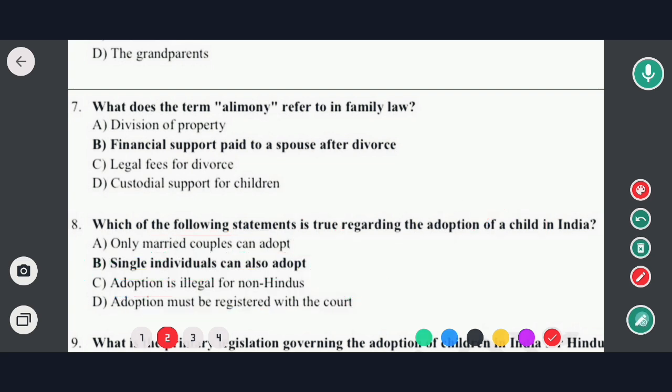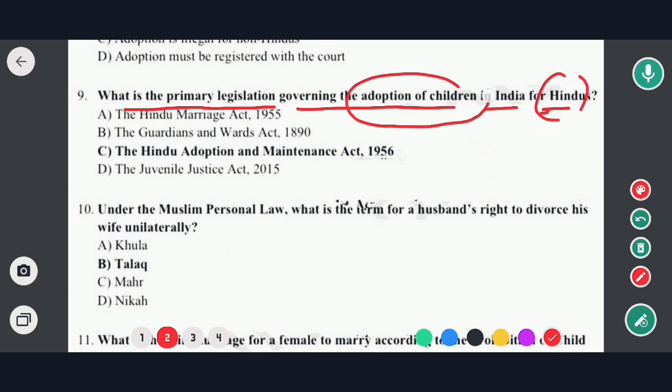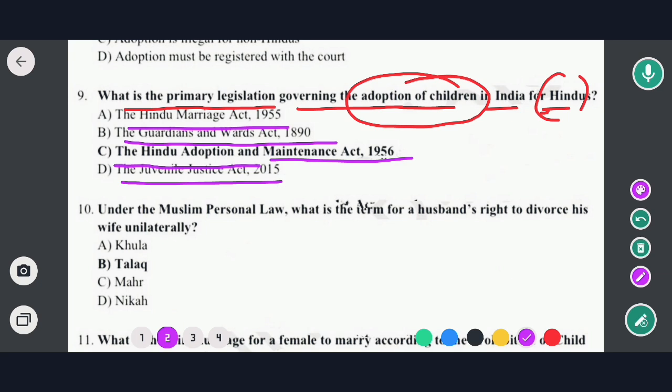So now moving to the next question. What is the primary legislation governing the adoption of a child in India for the Hindus? For Hindus, in which Act is the provision for child adoption given? So look, the options are the Hindu Marriage Act 1955, the Guardians and Wards Act 1890, the Hindu Adoption and Maintenance Act 1956, and the Juvenile Justice Act 2005. So in this case, the correct option would be option C. That means the Hindu Adoption and Maintenance Act 1956.